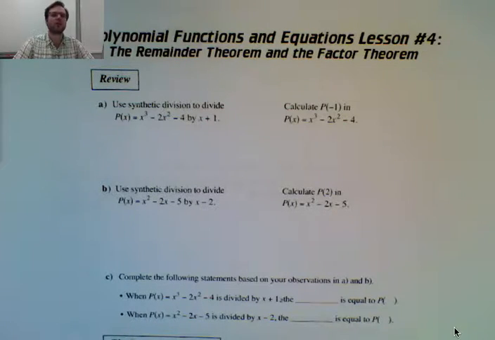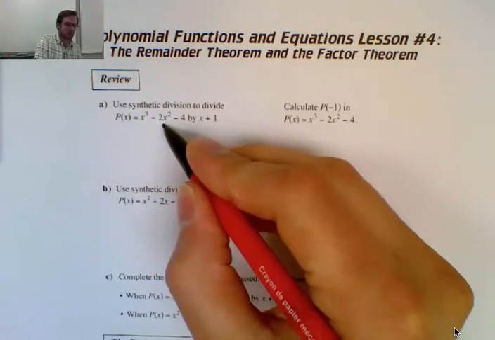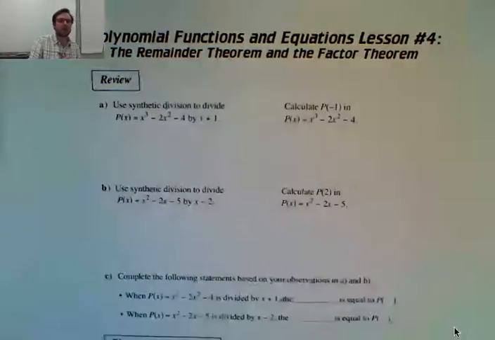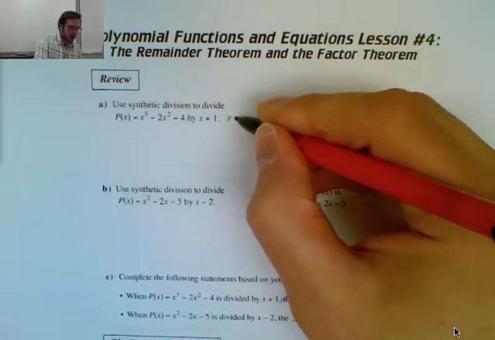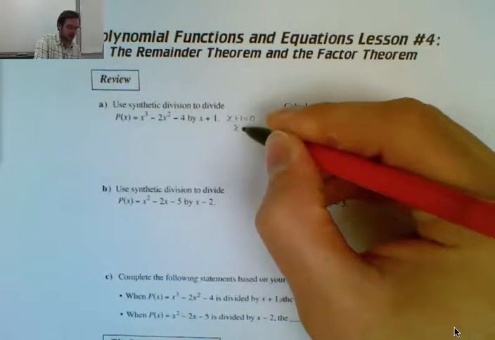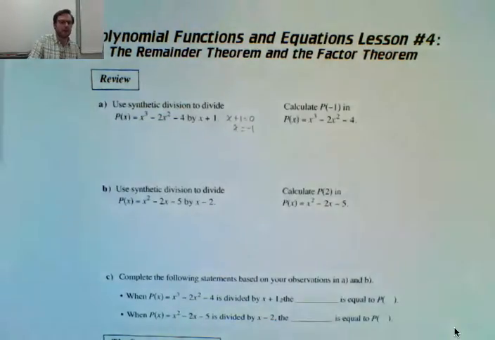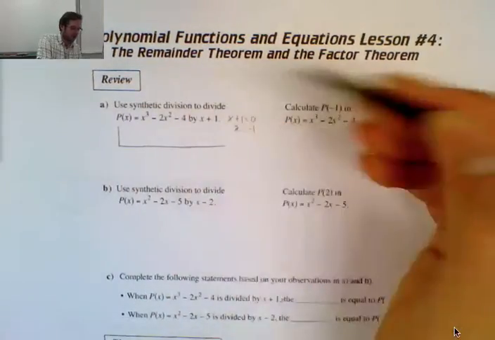Hello Math 30-1. Today we are going to look at the remainder theorem and factor theorem. To start off, we're just going to do a little bit of synthetic division. If we remember, if I want to divide this function by this divisor using synthetic division, I'm first going to make x plus 1 equal to 0 and solve for x, so I get x is equal to negative 1. Now I'm going to make my little box system for synthetic division, with negative 1 there.